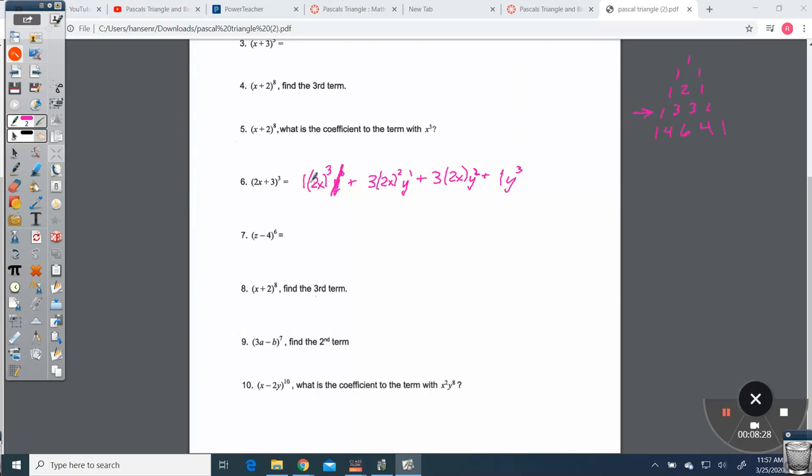So now I have 2 cubed. So 2 times 2 times 2, 2 times 2 is 4, times 2 more is 8, so that's 8x to the third. 2 squared, 2 times 2 is 4, times 3 is 12, x squared, y to the 1. 2 to the 1 power is 2, times 3 is 6, so 6x to the 1 power, y squared, plus y cubed.